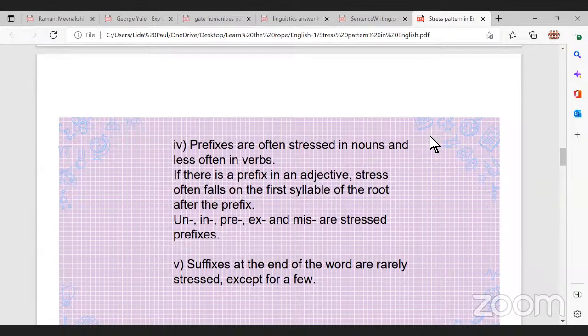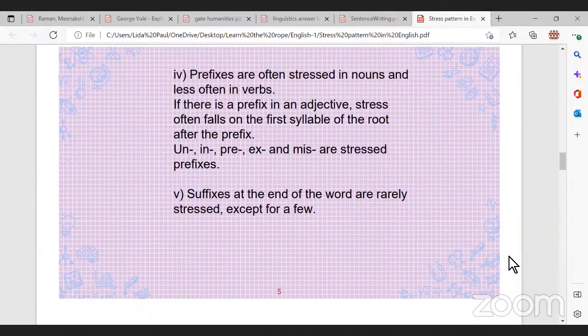Use these prefixes, or if you want to add something from the larger list, you can add that. But to begin with, maybe use un, in, pre, ex, and miss. At least use 3 out of the 5 that you have here and see how the stress pattern works. I'll ask you in the next class. Please bring that. I will also have a list ready to demonstrate it to you, but I also want to take help from you. Be ready with that because we'll be doing exercises in this in the next class.